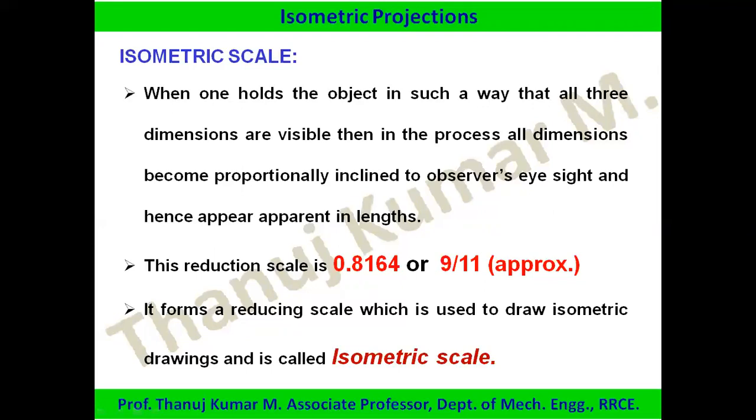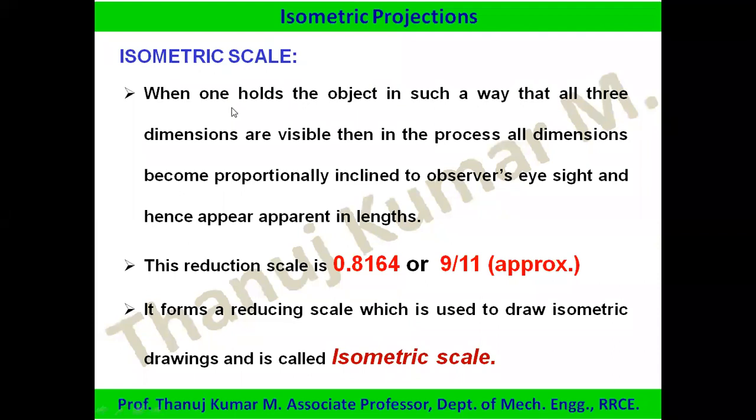That will be at a reduced scale of 0.8164. It is 0.8164, or you can take 0.817. Okay, that is how you can minimize it. But 0.8164 is the generalized value used for reducing the scale from the actual scale to the isometric scale. I'll talk about the isometric scale in the next slide. You will understand why exactly it has been reduced.